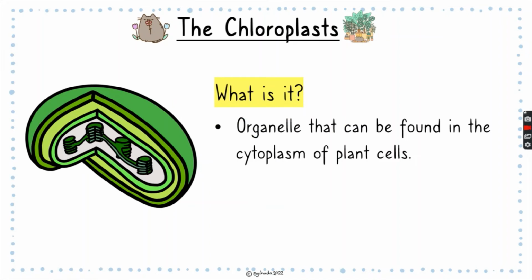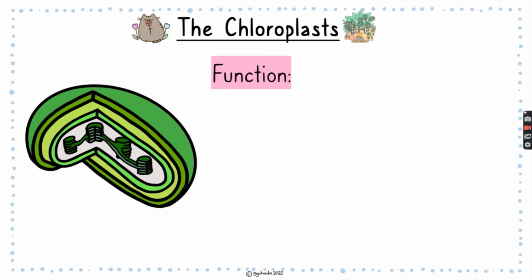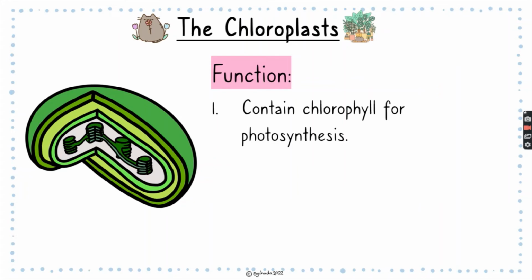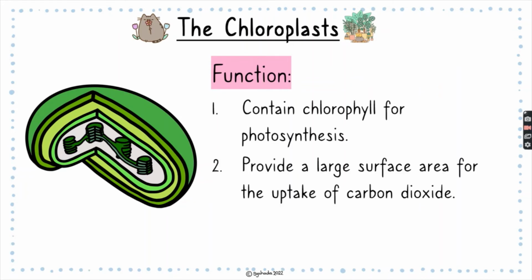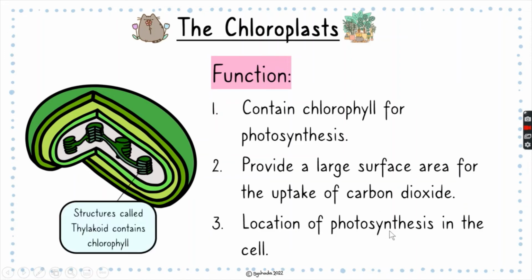So chloroplast is an organelle that can be found in the cytoplasm of plant cells, and they contain green pigments called chlorophyll. The main function is to carry out photosynthesis, and it provides a large surface area for the uptake of carbon dioxide too, because you have a lot of chloroplasts. They can only be found in the cells that carry out photosynthesis, and they are the main location of photosynthesis.